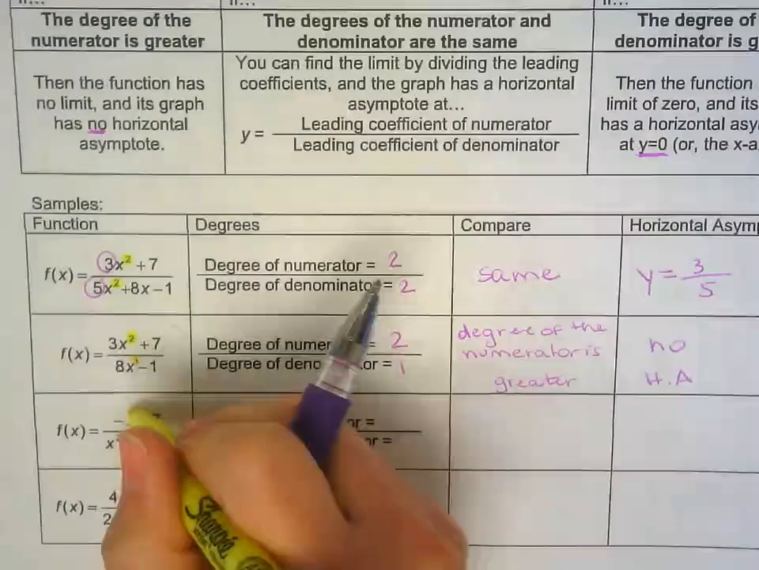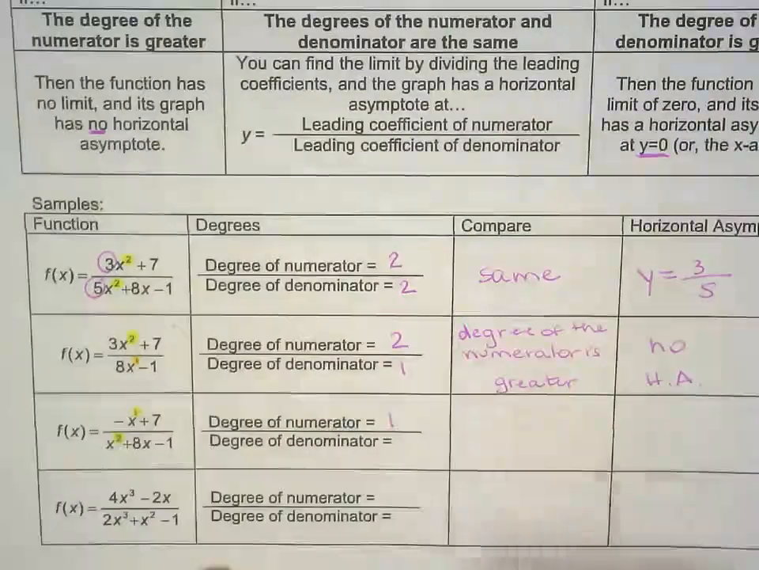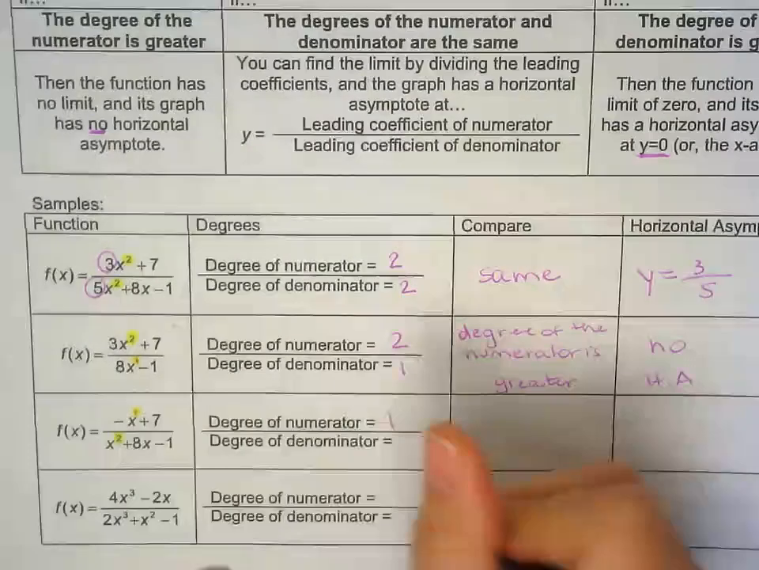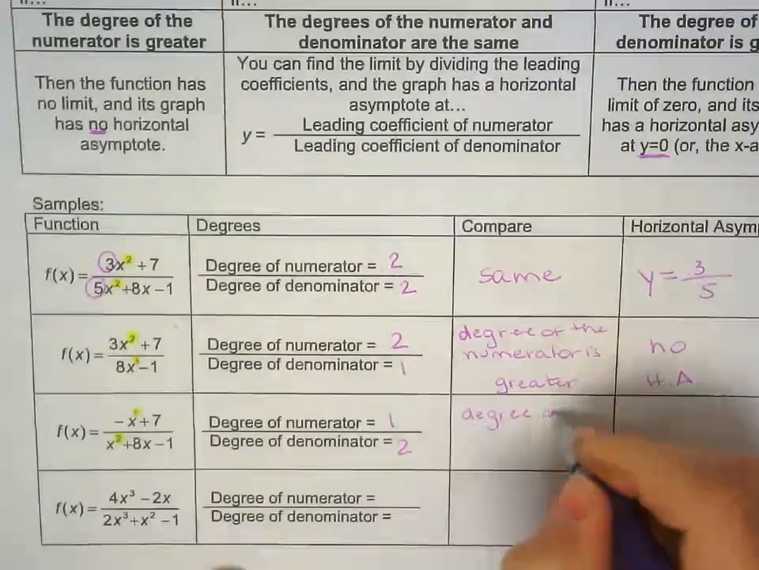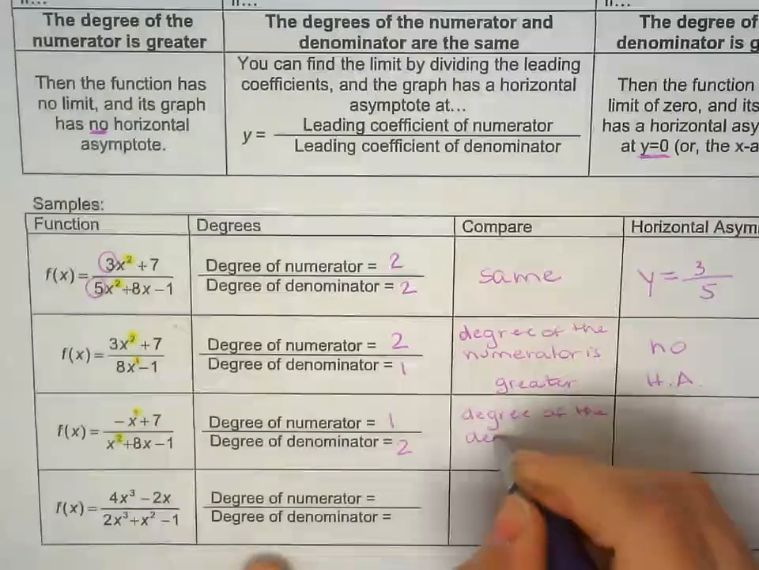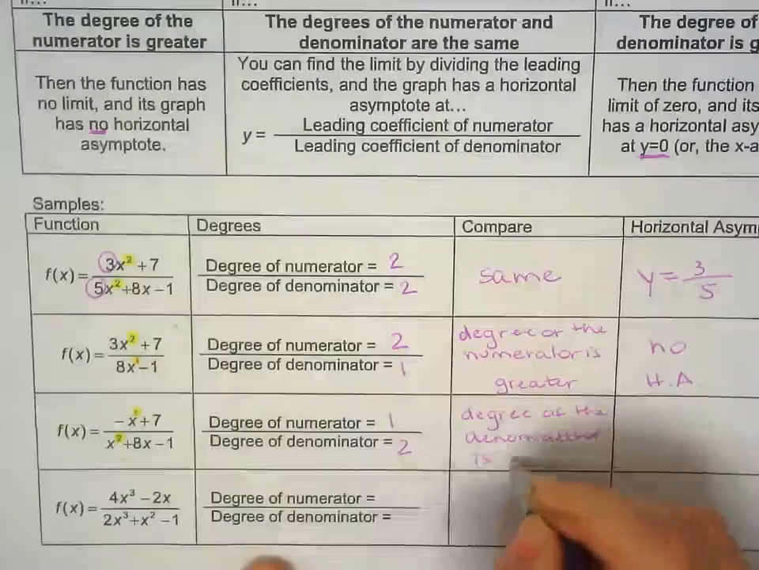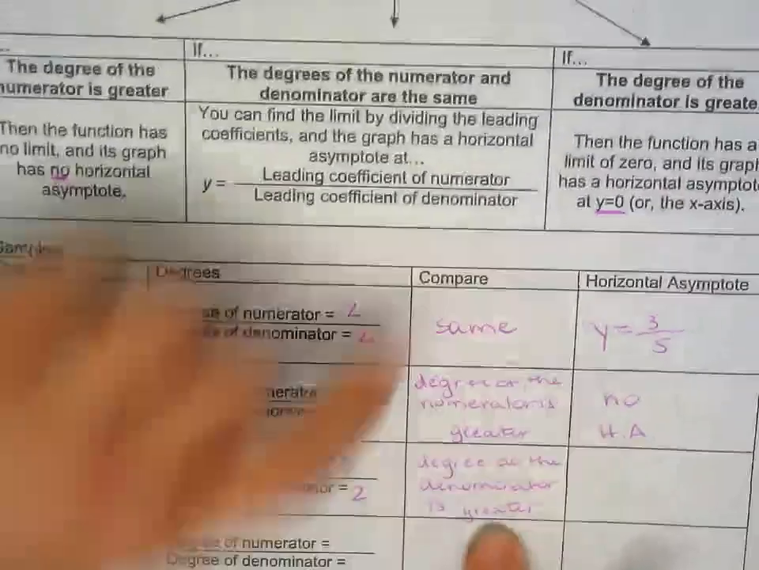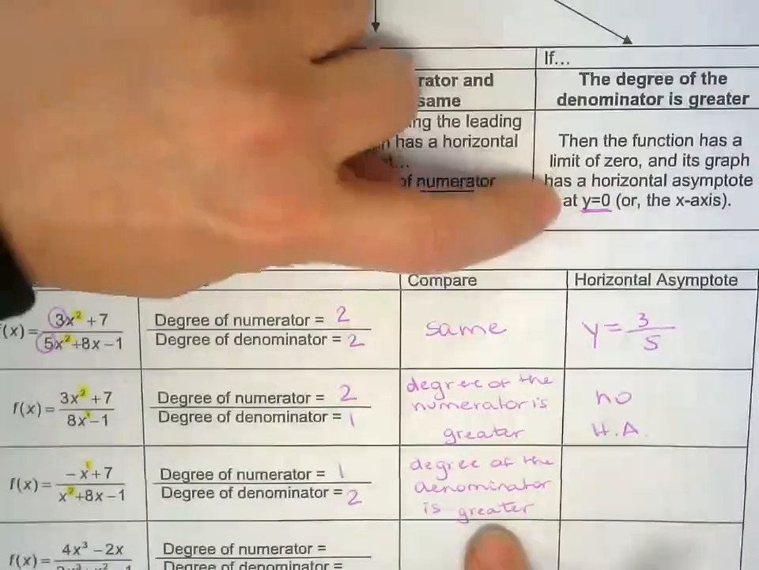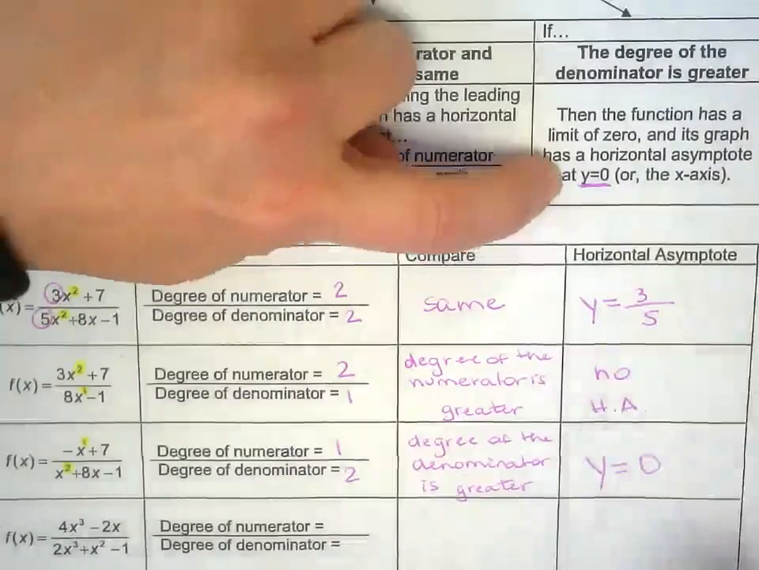So comparing numerator with the denominator. Numerator is 1. Denominator is right there, 2. So the degree of the denominator is greater. That means the horizontal asymptote is right there at y equals 0.